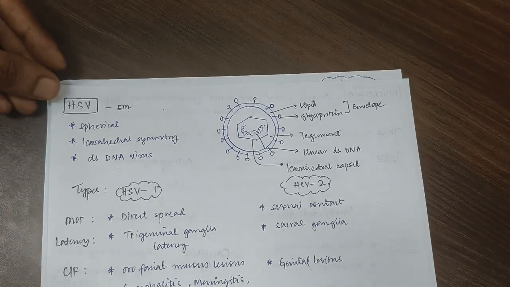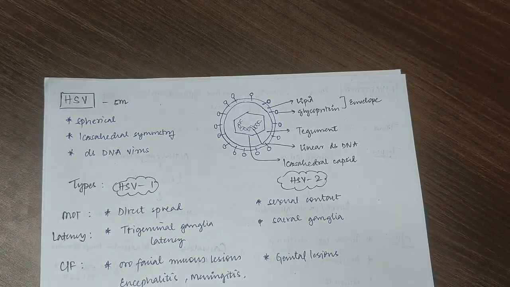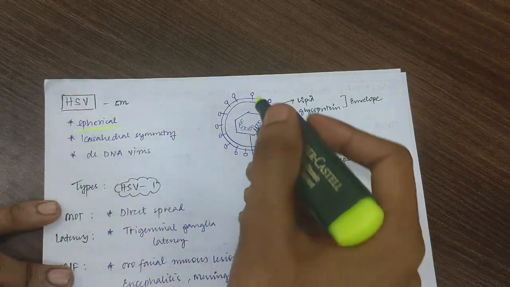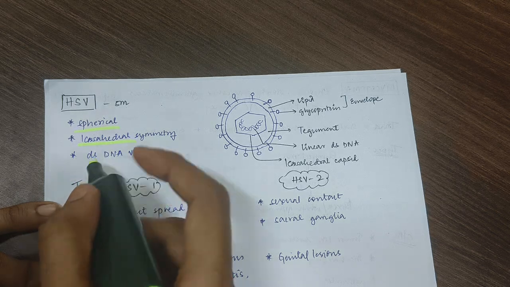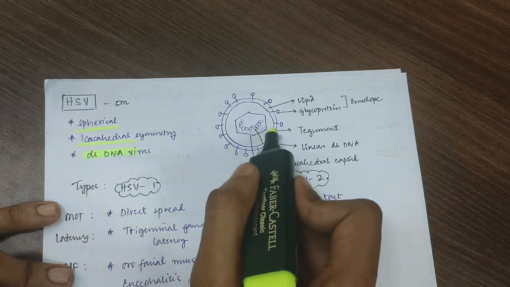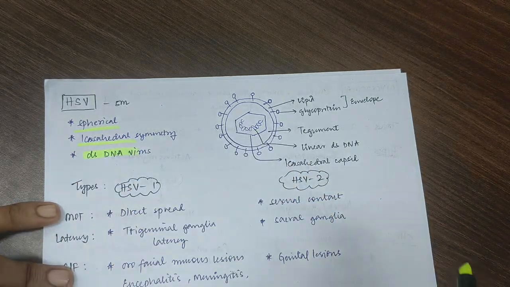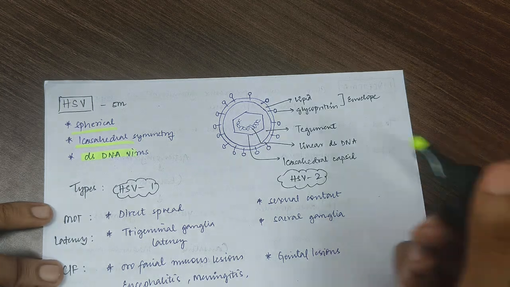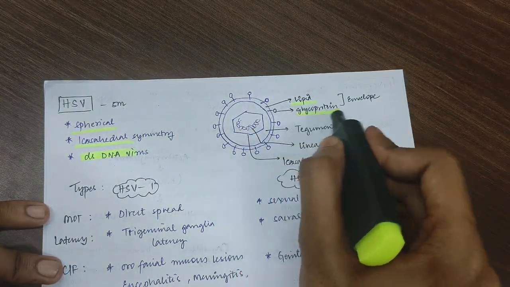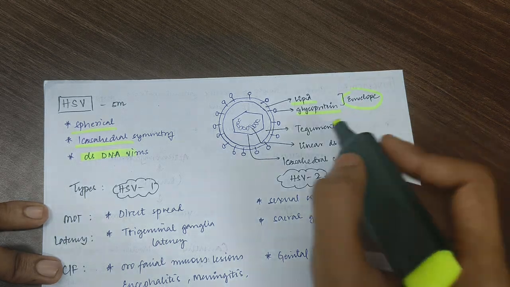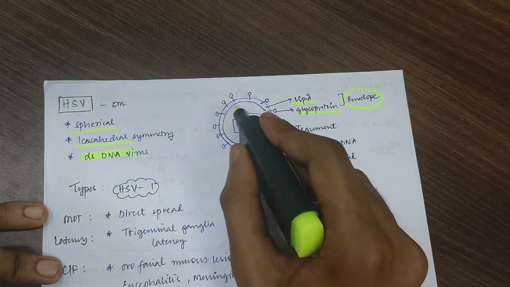So in the HSV, it is spherical. Okay, it is spherical, it is round, right? That is spherical. Icosahedral. Then double stranded DNA. You are going to see the double stranded DNA inside, right? So you are going to label it the same way. The outer bilayer lipid and glycoprotein, both of these form the envelope. Then tegument, which is in the middle, that is the tegument.